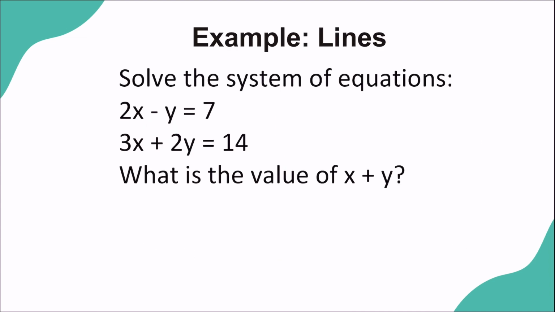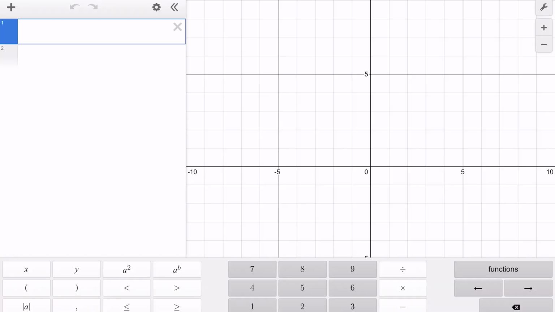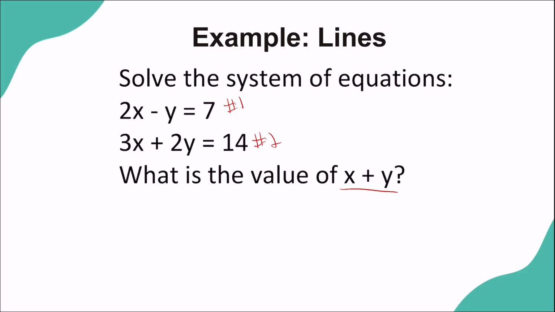Our first question has a system of linear equations. So here's equation number one, and here's equation number two, and it asks us what x plus y is. Now, you could do elimination or substitution on this, get the right answer, but there's a much quicker way to do this one in Desmos, which is what I'm going to show you. 2x minus y equals 7. And then our second equation is 3x plus 2y equals 14.